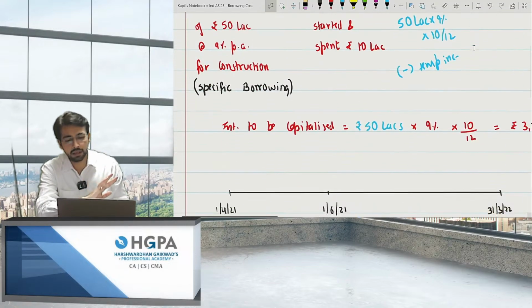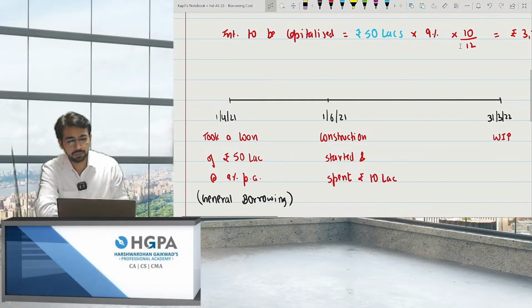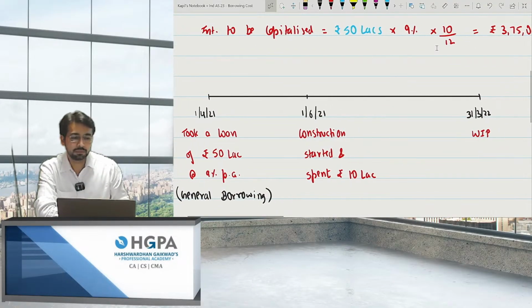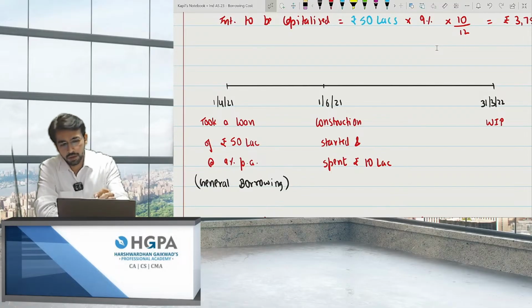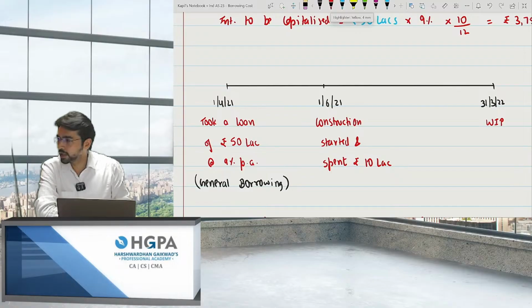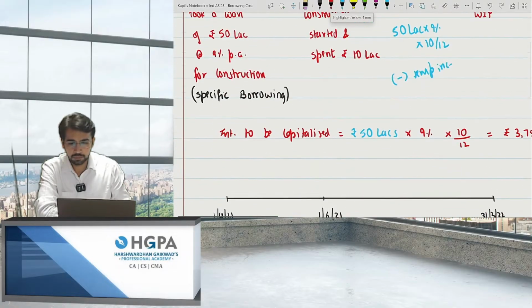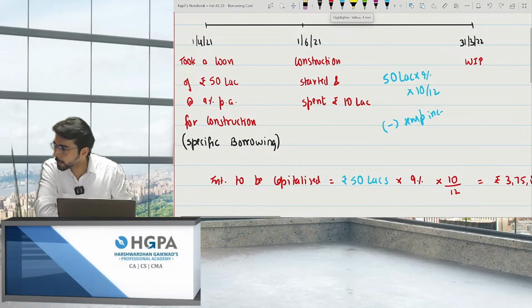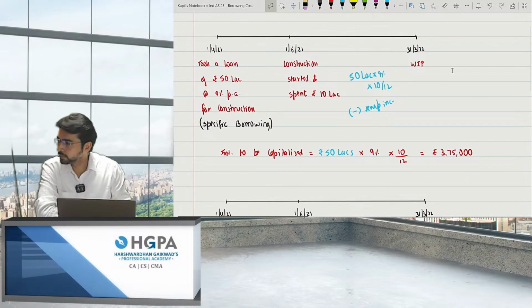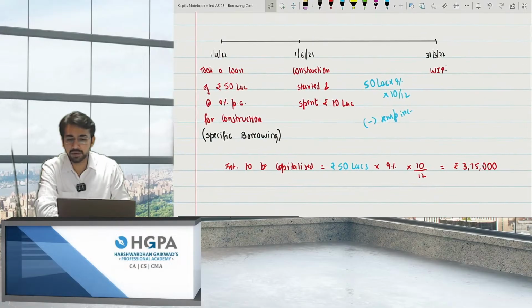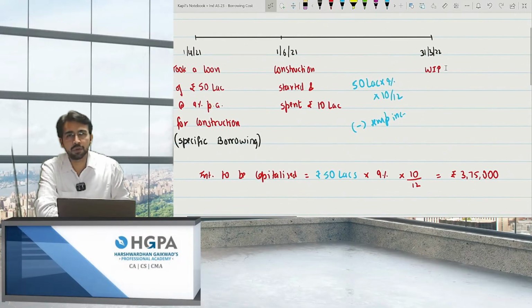Same question, but instead of specific borrowing, now it was general borrowing. The answer was not matching. Yeah, the answer is 3,75,000. The answer is 3,75,000 because I only capitalize it for 10 months.